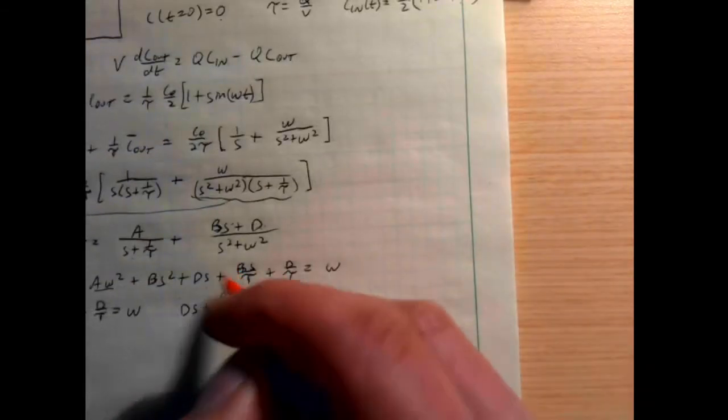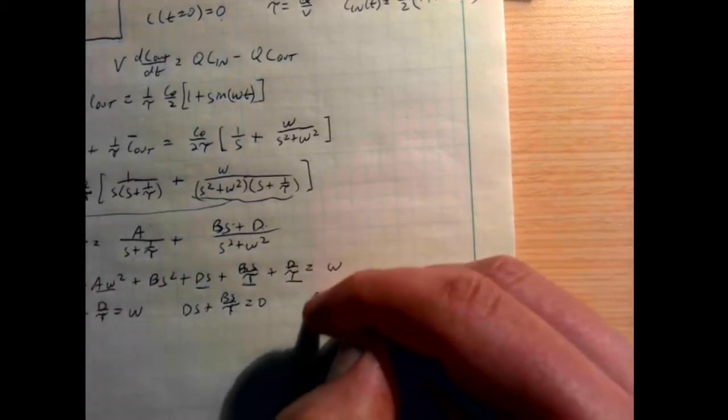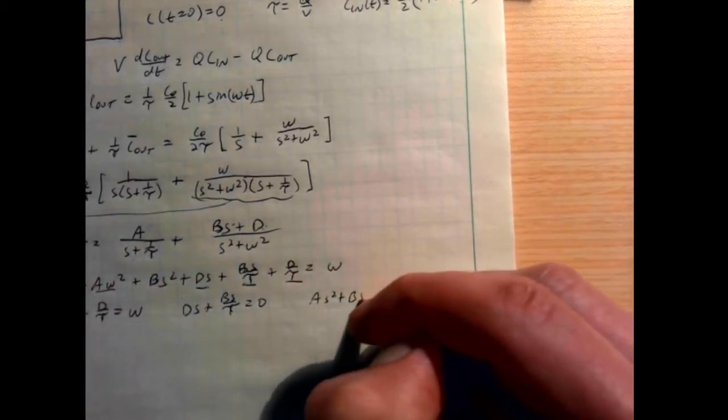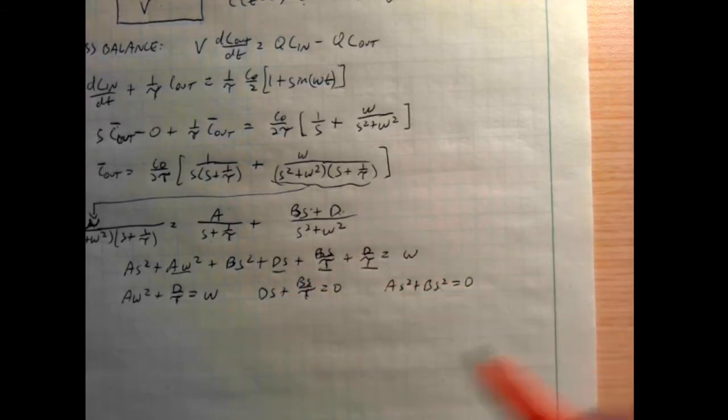And then that takes care of those two, and then my s squared terms. So as squared plus bs squared has to be 0. And we know that s isn't 0, so s squared can cancel out of that one, and s can cancel out of that one. And then we have 3 equations and 3 unknowns, so we can use it to find a and d.